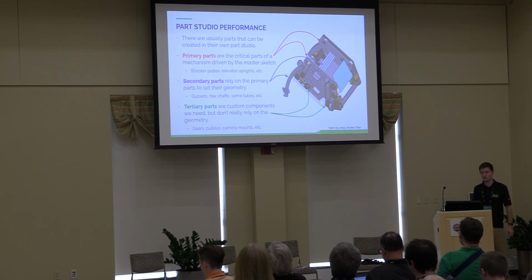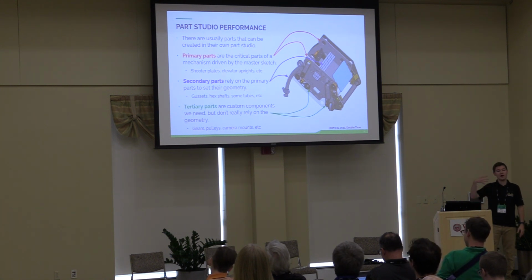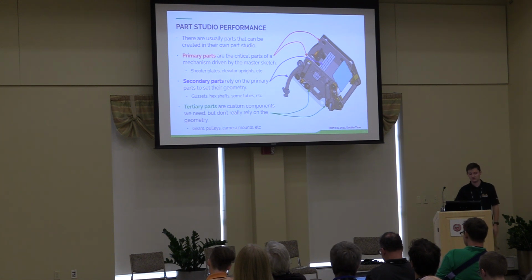Now, the tertiary parts are the things that we like to throw in there, like pulleys, like gears, like extra 3D printed fun parts. They're nice to have in there, but they're not driving any other geometry, and they can generally be created on their own. So again, things like gears, pulleys, camera mounts are good examples. I pointed out a couple, like the pulleys and the bevel gear. They don't really need to be there. It's nice that they are, but they don't have to be.